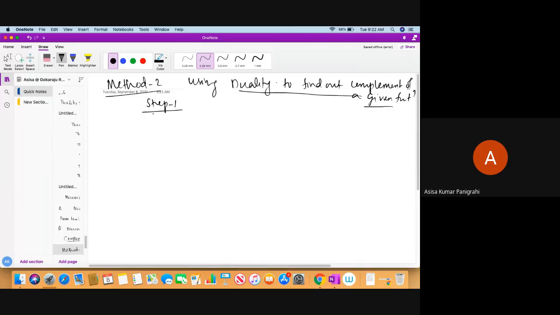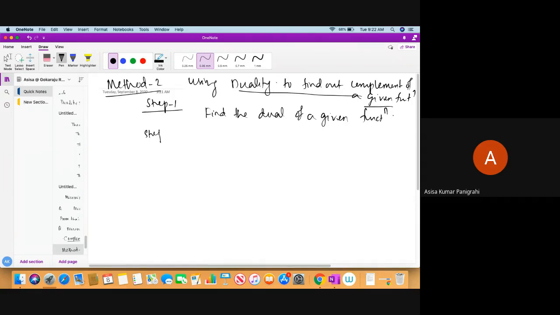Step 1 is to find the dual of a given function. You know about it, how to find out the dual of a given function. How to do it? You just interchange the operators and interchange the identity element if any is present. Okay, so step 1 is find the dual of a given function.